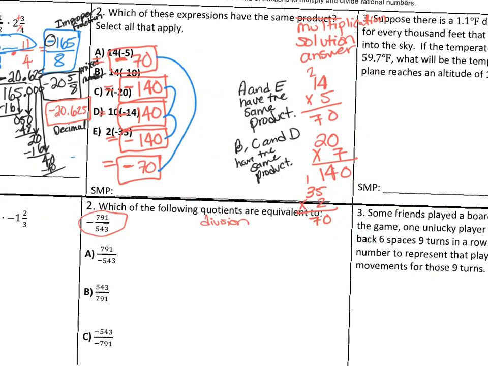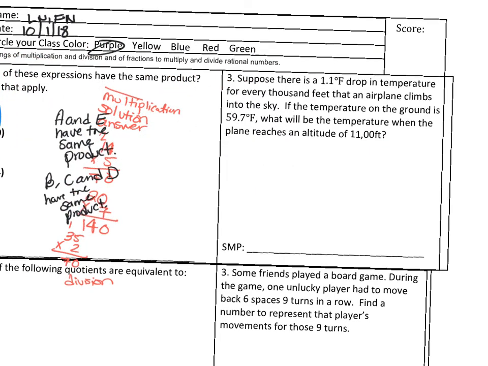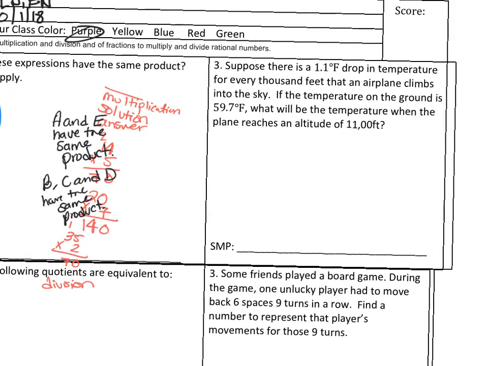Now let's look at number 3. Suppose there is a 1.1 Fahrenheit drop in temperature for every 1,000 feet that an airplane climbs into the sky. Let's annotate this because it's already starting to look messy. Suppose there is a 1.1 drop. So you already know that a 1.1 drop is negative 1.1 in temperature for every 1,000 feet. Then an airplane climbs into the sky.